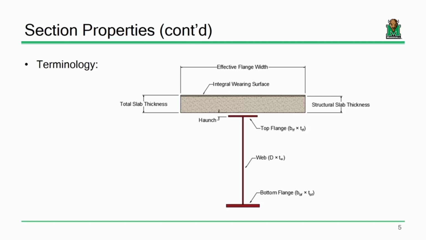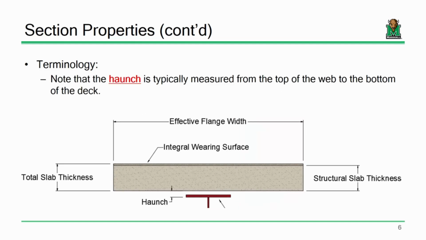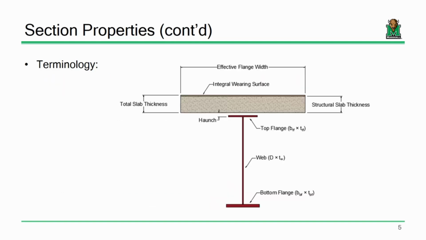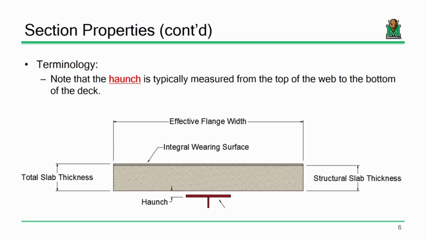Now, what's going on with the deck is going to take a little bit of discussion because I've got this effective flange width, integral wearing surface, total slab thickness, structural slab thickness. We're going to take a little bit of time with that, okay? So bear with me. I'm going to zoom into that a little bit and make sure that we're attacking each of these topics one by one. Before I continue, everybody okay with everything so far? Okay, all right. So let's tackle each of these one at a time.